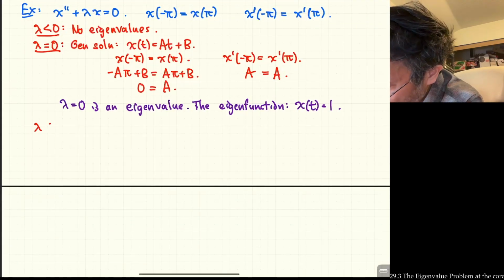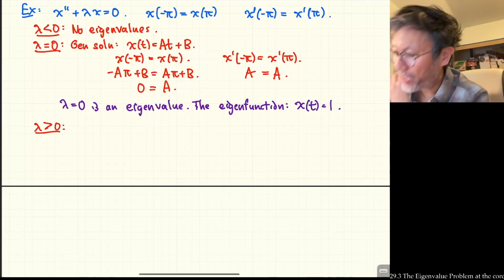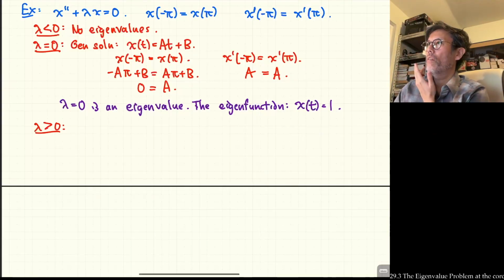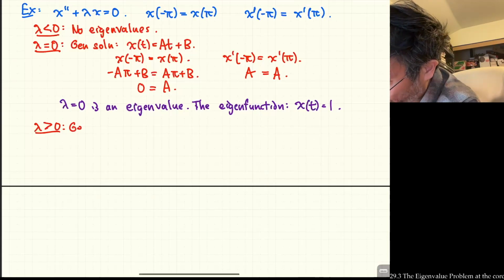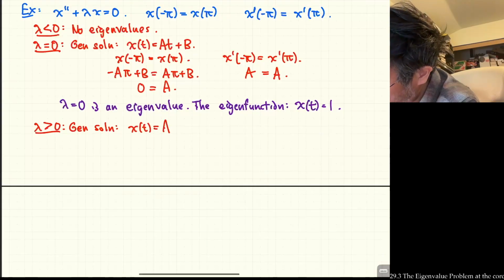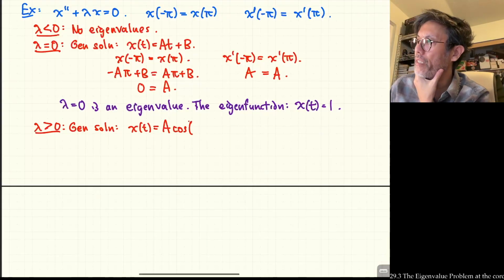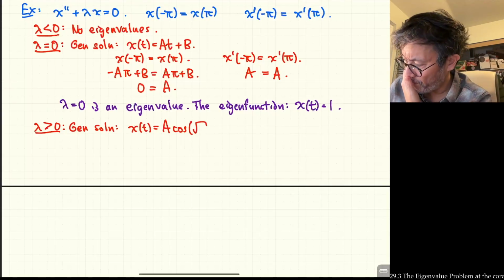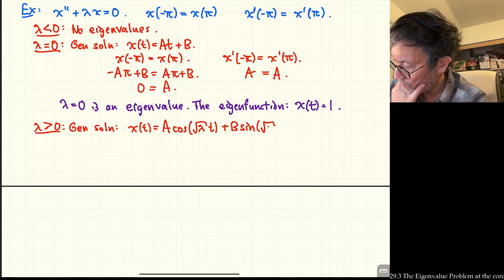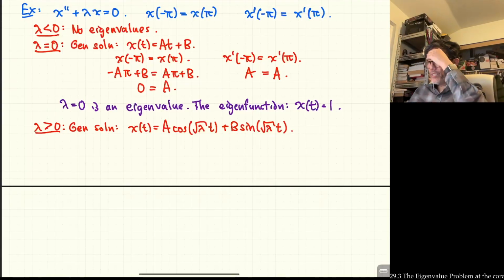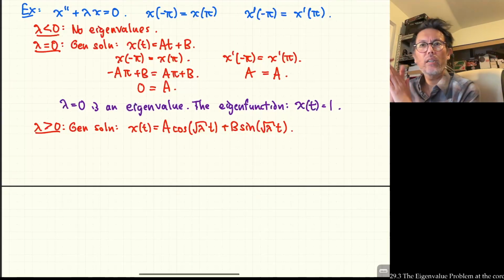So let's see. How about lambda positive? That's the final case that we need to think about. So if lambda is positive, then just as before, the general solution in this case is given by x of t equals a cosine of square root of lambda times t, plus b sine of square root of lambda times t. Have I turned off my brain? No, this is correct. Good.